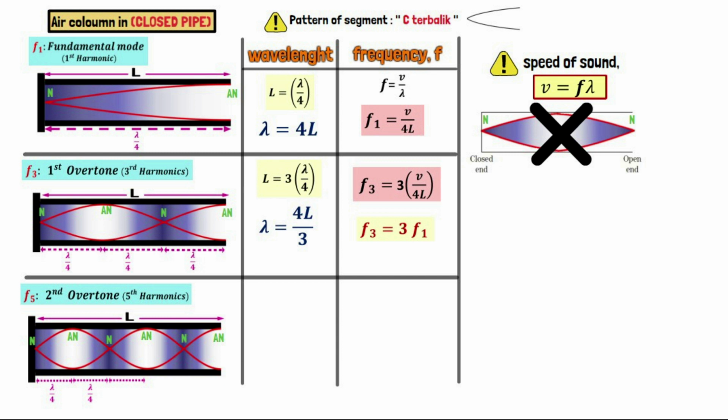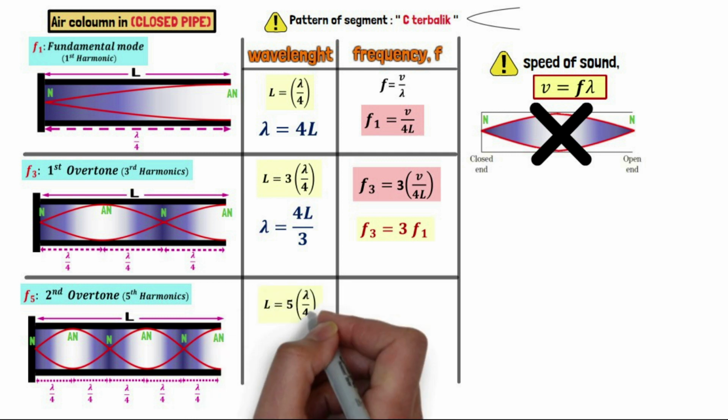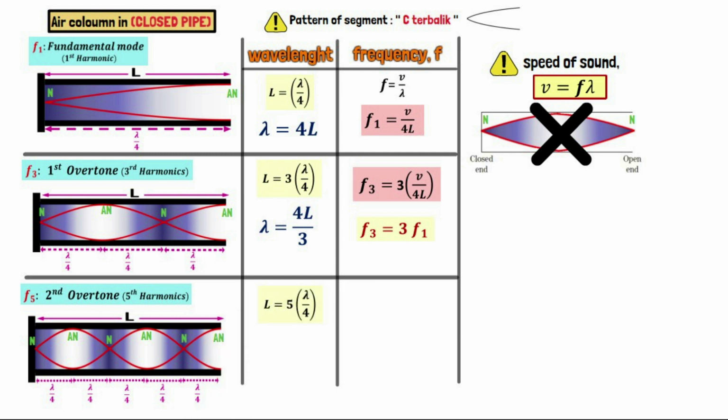Dan seterusnya kita ada C yang keempat, another lambda over 4. Dan yang terakhir adalah C yang kelima. Okay, so let's label lambda over 4. Saya tulis satu-satu untuk awak nampak. Okay, fifth harmonics which is 5 kali lambda over 4. Untuk satu segmen C, panjang dia adalah lambda over 4. So we can write that the length of the closed pipe is equal to 5 lambda over 4. Therefore, lambda can write as 4L over 5.